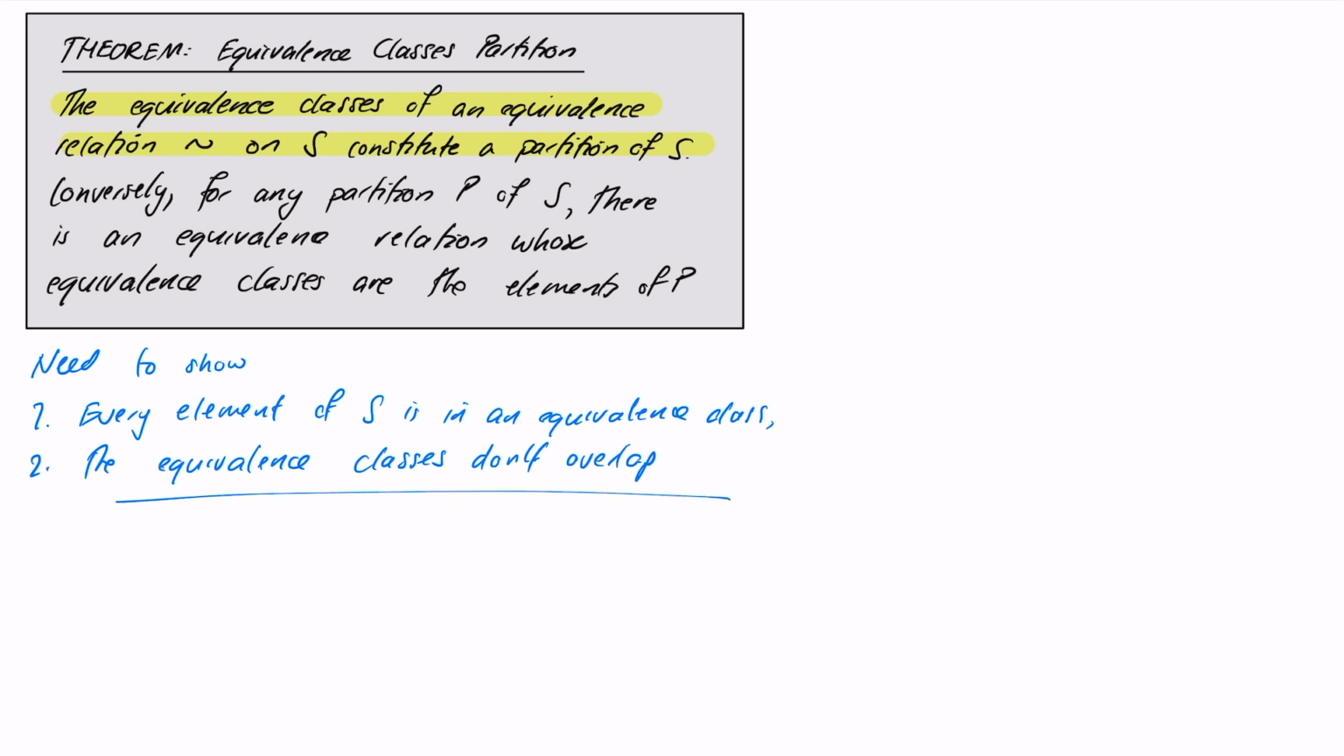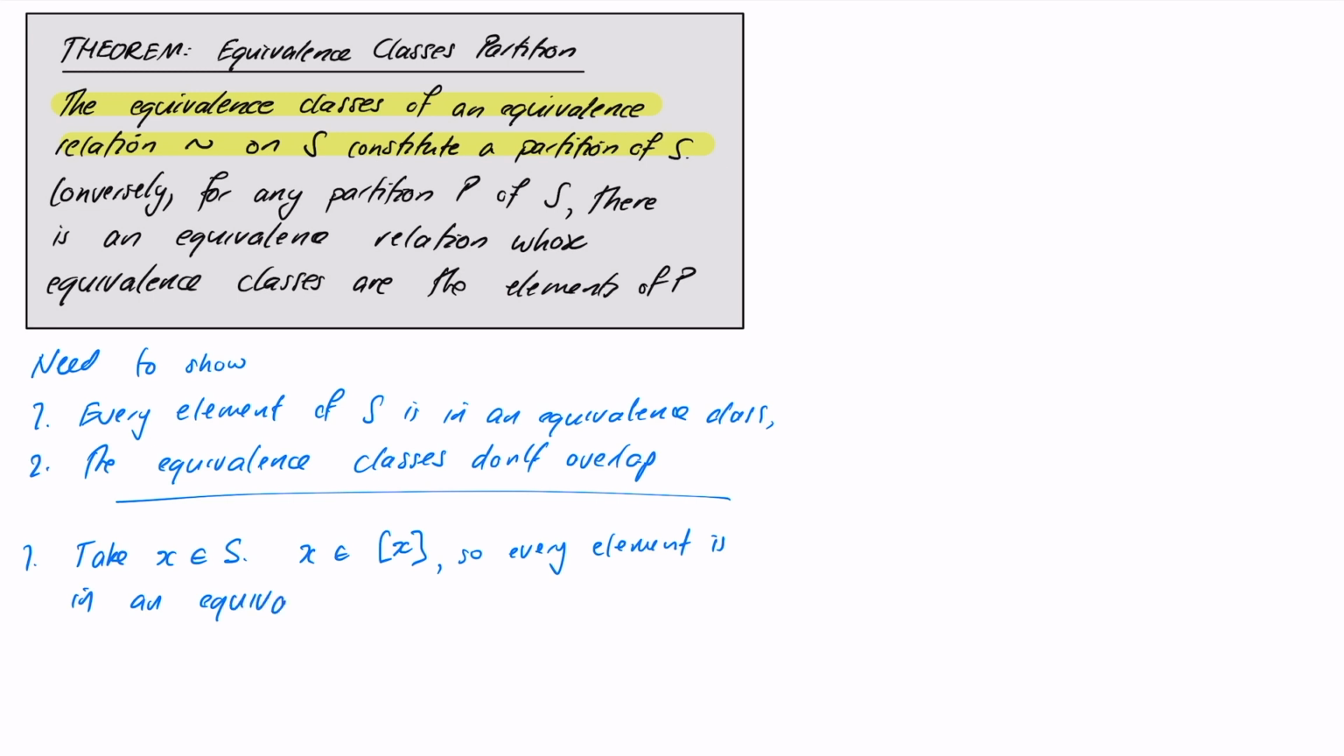So number one, I need to take an arbitrary element of S. So I'm going to take x to be a member of the set. And my goal is to show that it's inside one of the equivalence classes. That's actually quite straightforward, because all I have to do is build the equivalence class containing itself, and that's all we need. x is an element of the equivalence class containing it, so every element is in an equivalence class. Okay, that wasn't so bad.